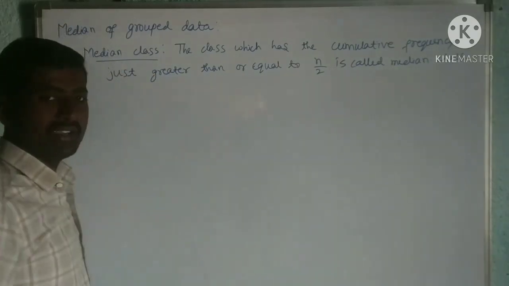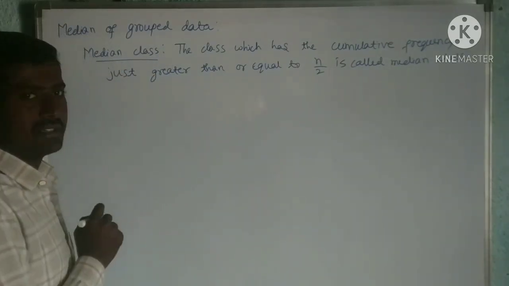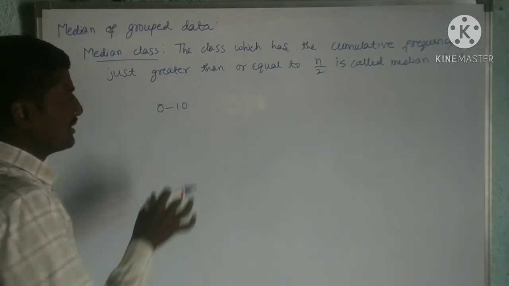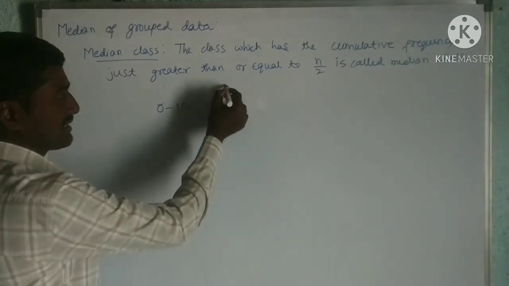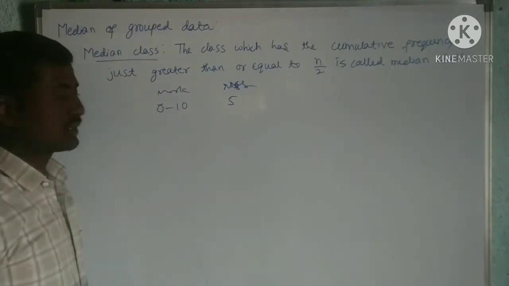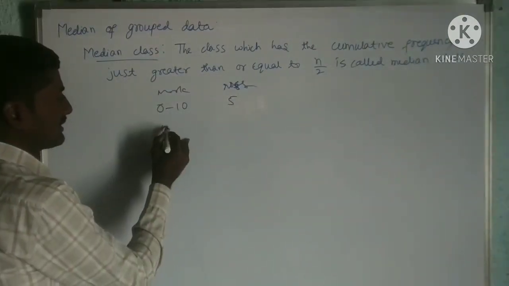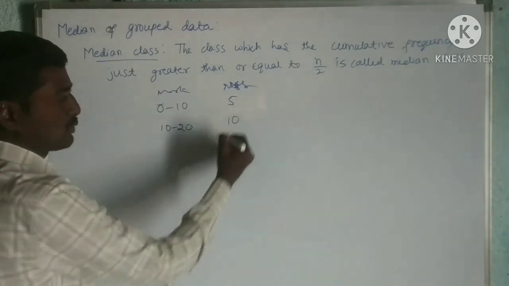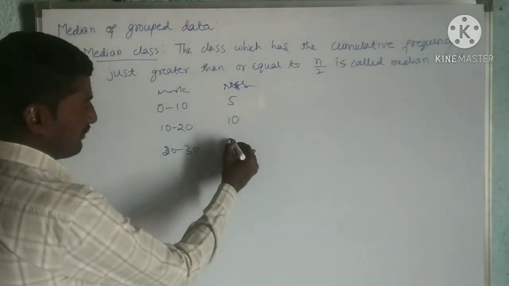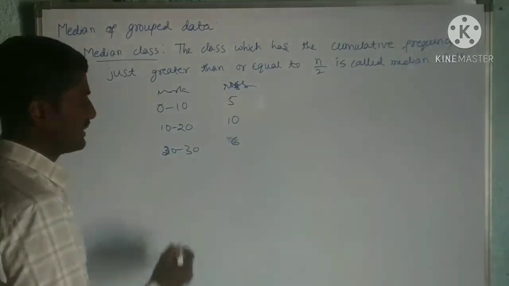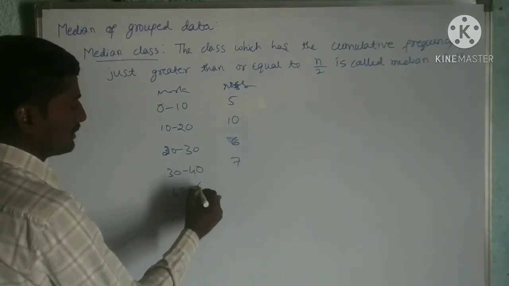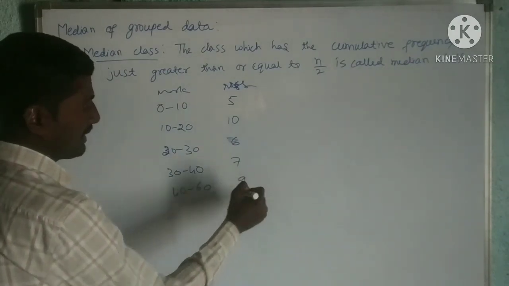So one data I will take. One exam is conducted. In that examination, for 0 to 10 marks, 5 students got. This is the number of students, and this is marks. Then 10 to 20, 10 students they have got. Then 20 to 30, 6 students. Then 30 to 40, 7 students. 40 to 50, I will take that as 9.